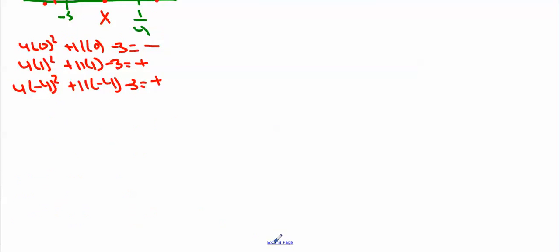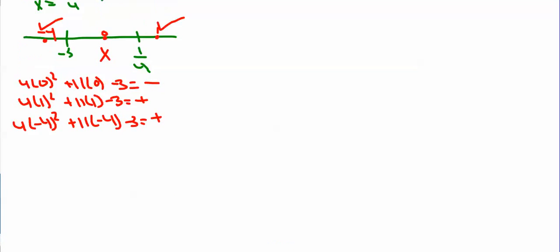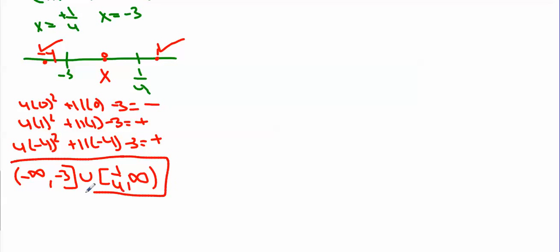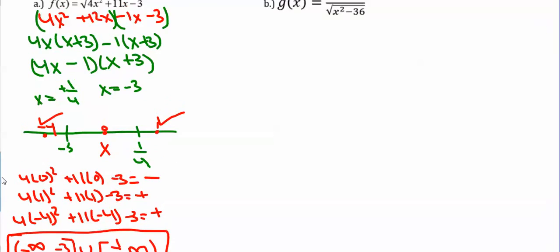So now I can write my domain. My domain is going to be negative infinity to negative 3. It can include negative 3 because you can take the square root of 0. Then 1/4 to infinity. You have to test the point so you know what is included and what is not.